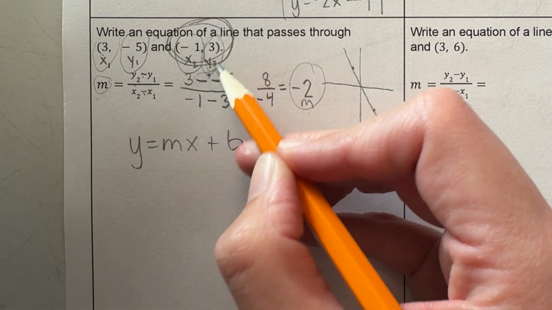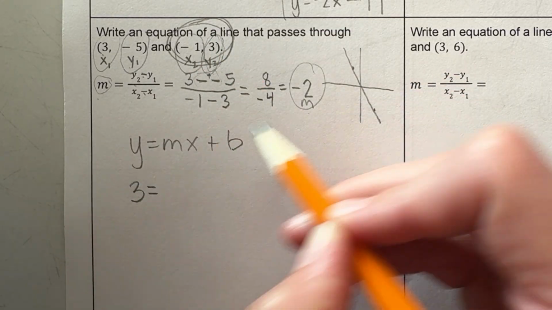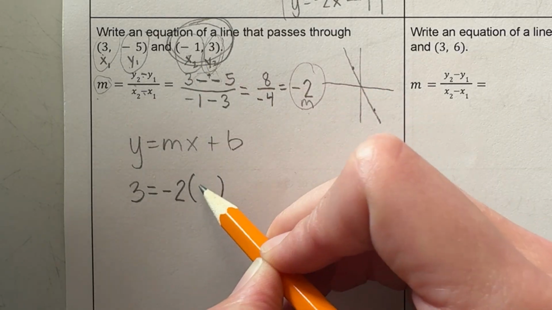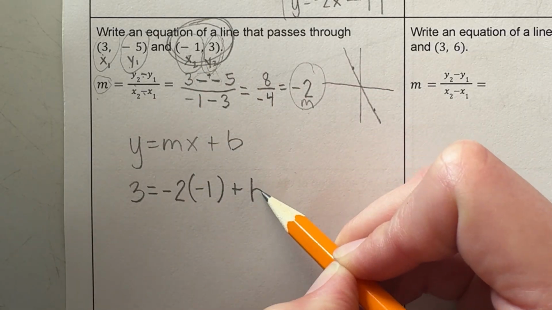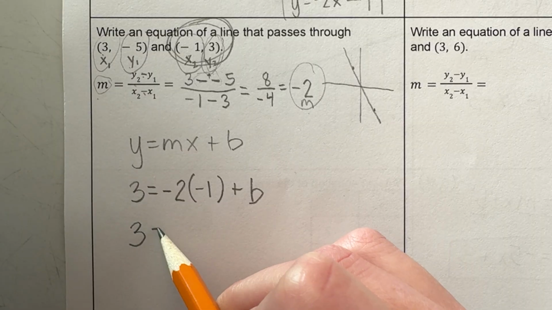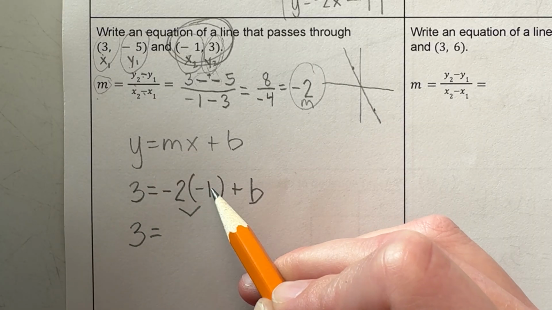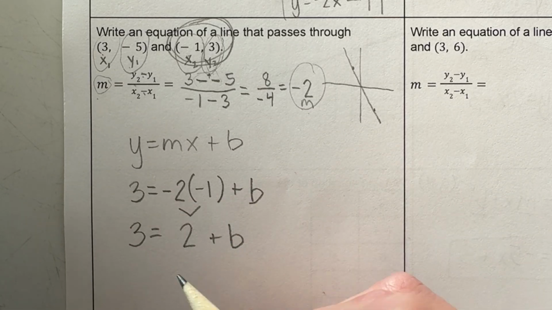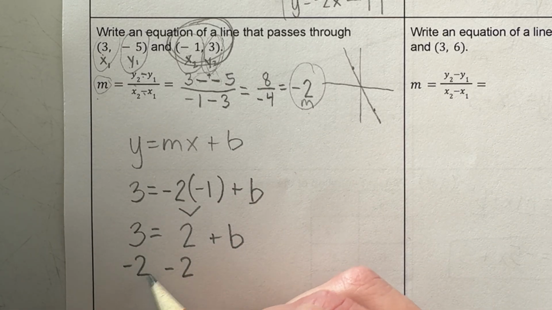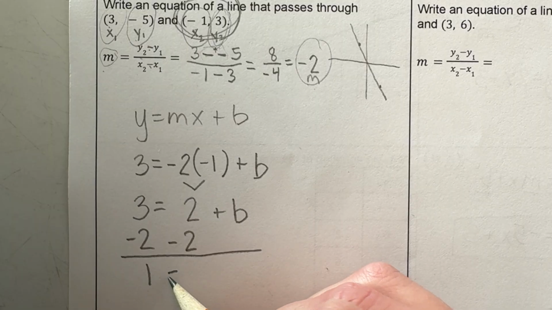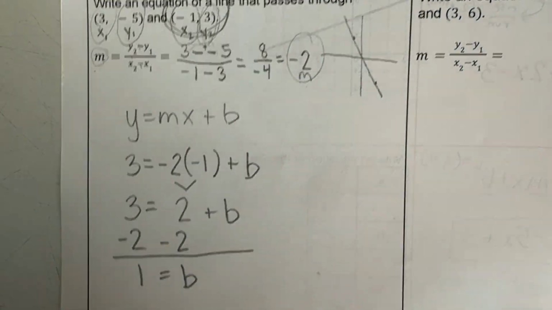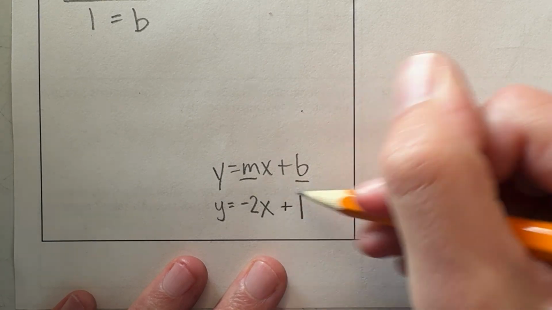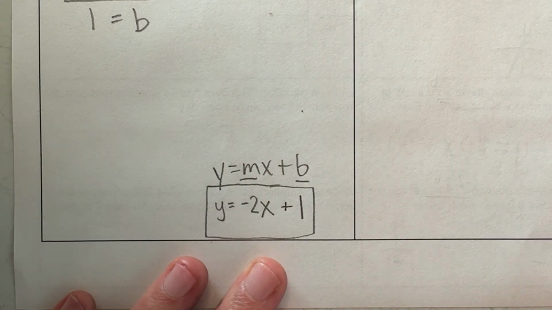So now I'm going to plug in my y equals m times x plus b. And again, I'm going to do my math. That looks like multiplying these two. A negative times a negative is a positive. And then I want b by itself. So I'm going to go ahead and subtract 2 from both sides. And I get 1 equals b. So this time my b is +1. So I'm going to come down here. And my equation is y = -2x + 1. And there it is.